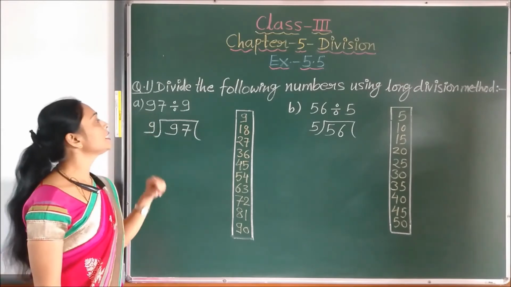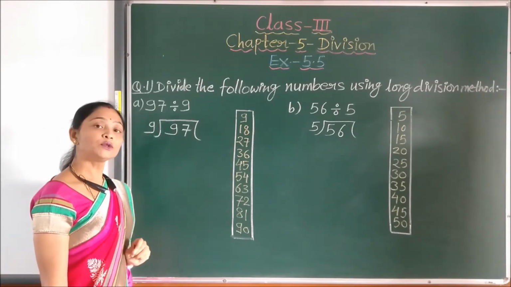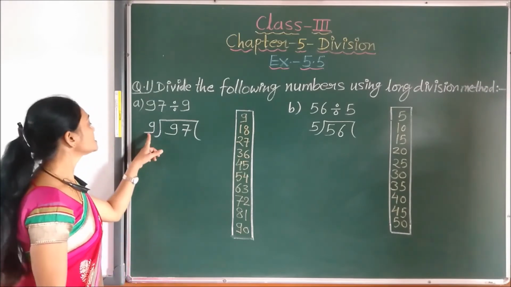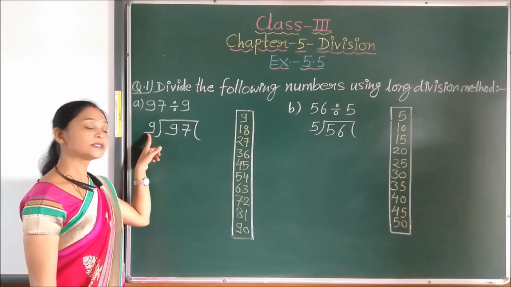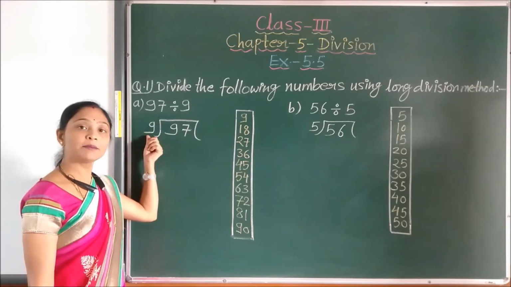Here we have to divide 97 by 9. So we have to remember 9's table here. I have written this 9 outside and 97 inside. Now we have to read this 9's table.